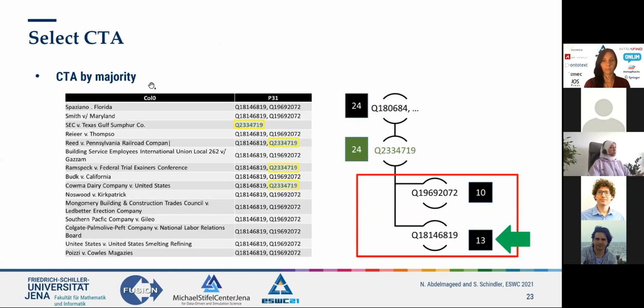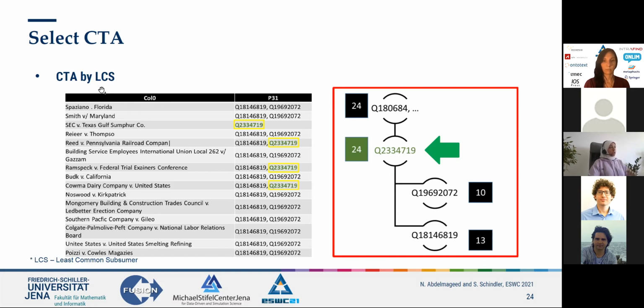Here are more details about the CTA selection. At first, CTA by majority: given this example on the left, we have types given the B31 from Wikidata. The CTA by majority would consider only this part highlighted in red, and picks the most co-occurred type at the end. However, CTA by LCS considers the entire hierarchy and applies the least common subsumer. So basically, it would pick the lowest node with the highest coverage. In this case, the solution would be more accurate than this general one.